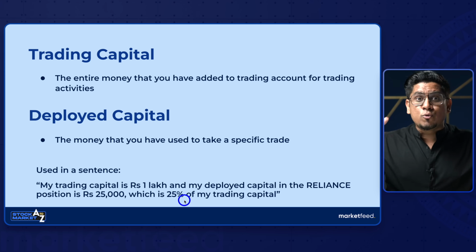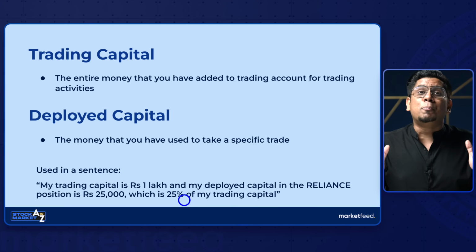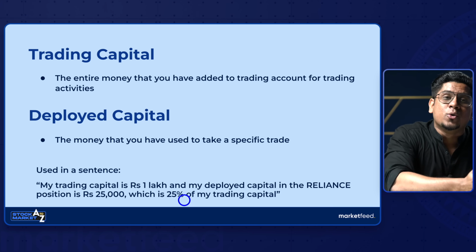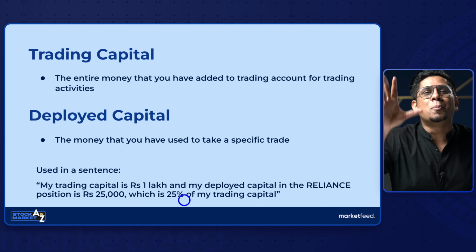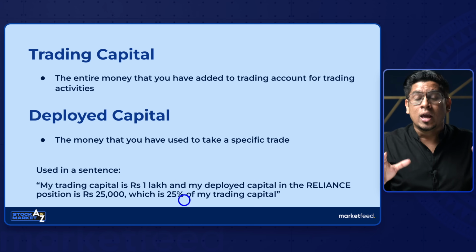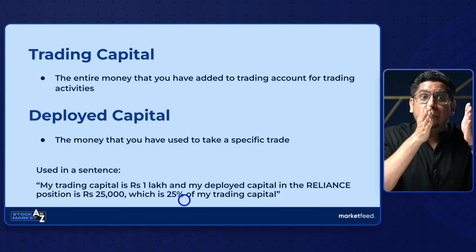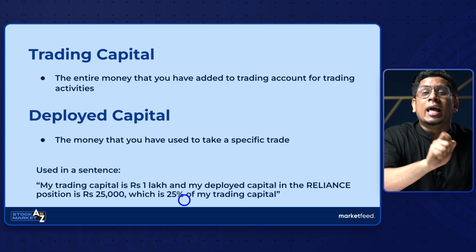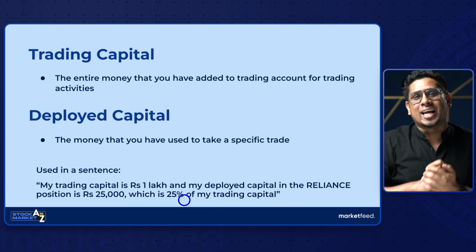For example, when you have 1 lakh rupees as your total trading capital, never ever deploy the entire trading capital into a single trade. Now, this is called position sizing. We'll learn about position sizing moving ahead. No worries at all. Basically, if you have 1 lakh rupees trading capital, you will be deploying only a part of it to a specific trade. And that is called the deployed capital in that specific position that you've taken.